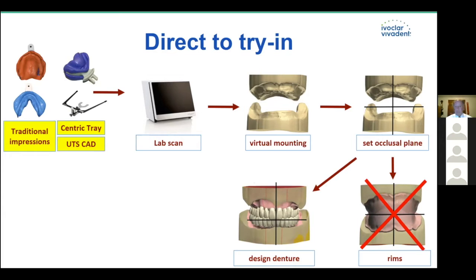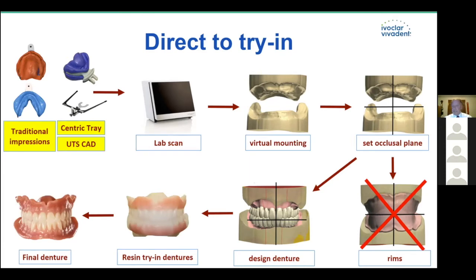And this is why the workflow is referred to as directed try-in. And it's a great workflow because it doesn't get encumbered with this traditional idea of having to have rims. I'd much rather have teeth to look at rather than look at an amorphous gob of resin. So we could design teeth, again, using the occlusal plane as a guide to help position the setting of these teeth. And then we can make a try-in denture. And from there, we would go to a final denture. So that's the direct to try-in workflow.